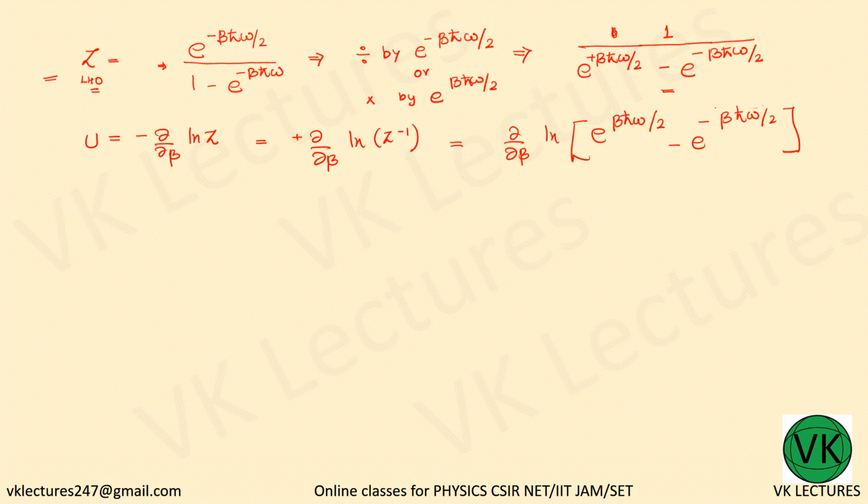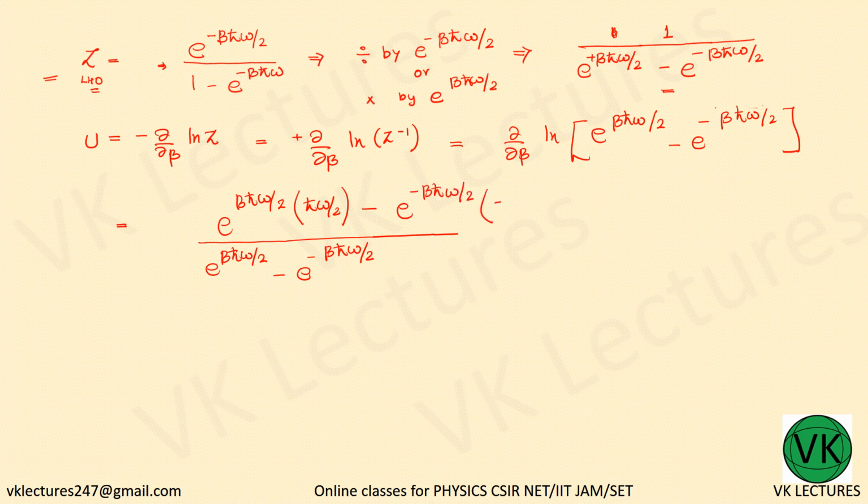so dou by dou beta of log, so log x derivative 1 by x, so that is equal to the entire term divided by e to the power beta h cross omega by 2 minus e to the power minus beta h cross omega by 2 into its derivative, that is e to the power beta h cross omega by 2 into h cross omega by 2, then minus again we have here its derivative, that is e to the power minus beta h cross omega by 2 into minus h cross omega by 2. So what we have here, so let's write down that one.